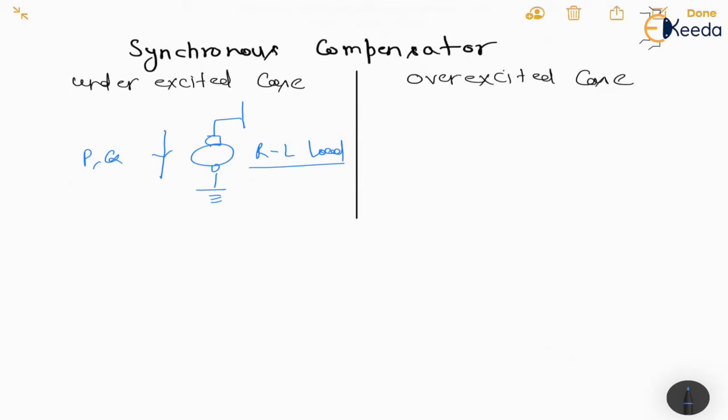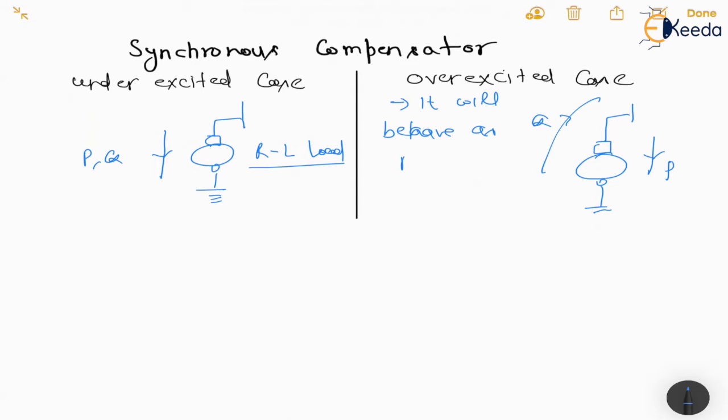system. And if we run the synchronous compensator, means synchronous motor on no load at overexcited case, then basically it will take active power and give reactive power, means it will behave as RC load. So this is underexcited case and this is overexcited case.